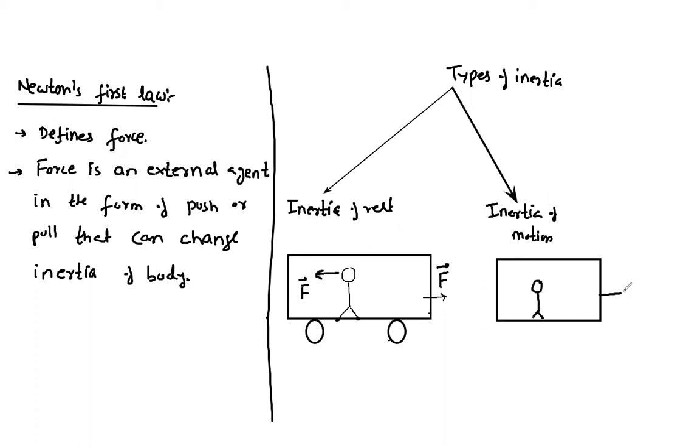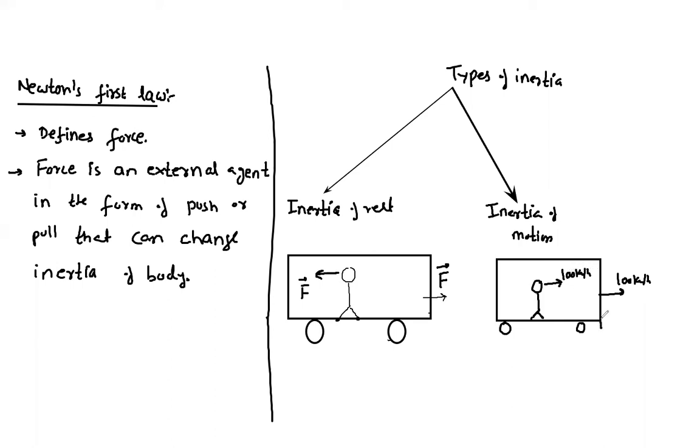So initially this bus was in motion. There's a person standing on the bus. This bus will try to maintain its inertia of motion, and this man will also try to maintain his inertia of motion in this direction. So if the bus is moving with a velocity of 100 km per hour, then the man within the bus is moving with respect to the ground with a velocity of 100 km per hour.